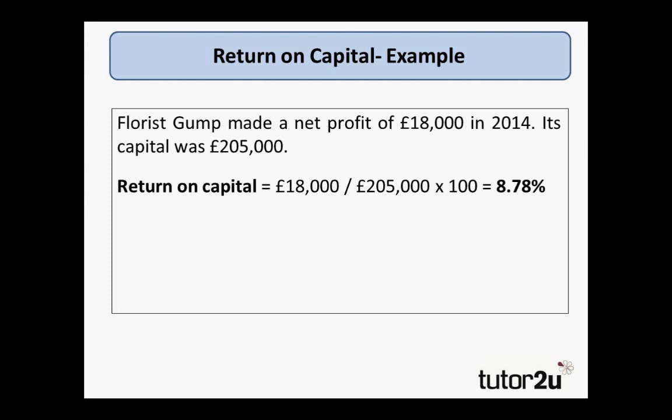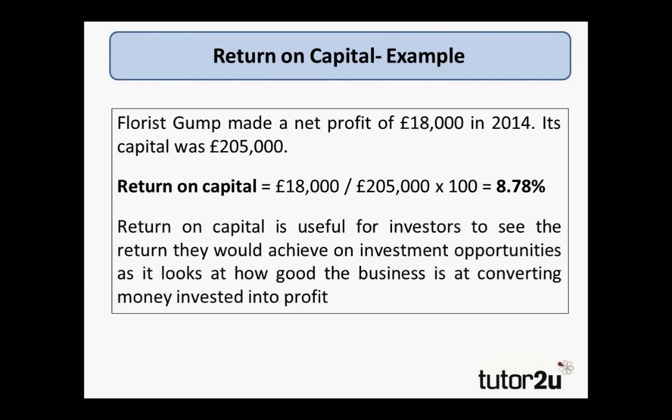And how it's calculated is as follows: return on capital equals net profit divided by the capital invested times 100. You don't need to understand capital invested as part of it. If you sit Buzz 2, you just need to know that formula, which is the return on capital formula. It won't be provided to you in the exam. You just need to know it. So return on capital is net profit divided by the capital invested times 100.